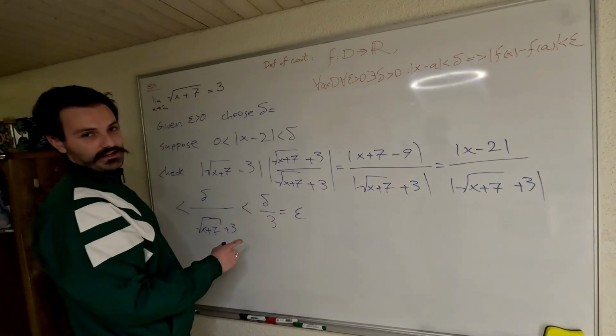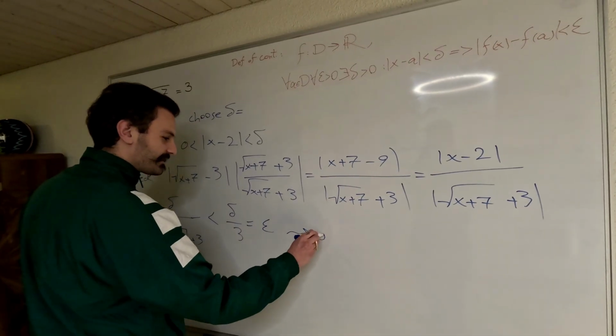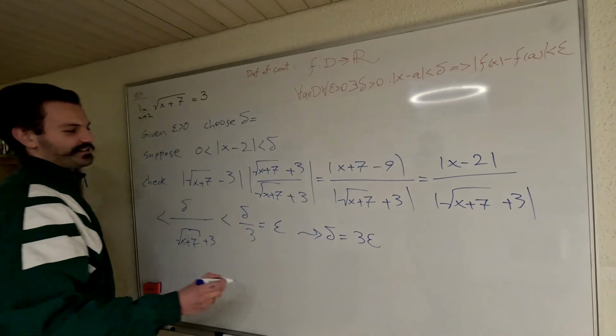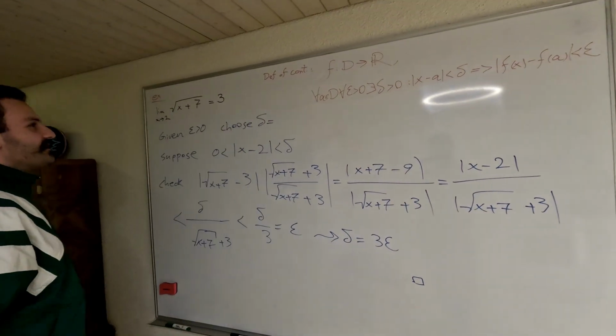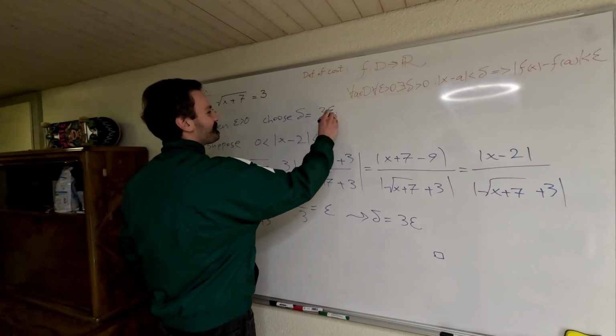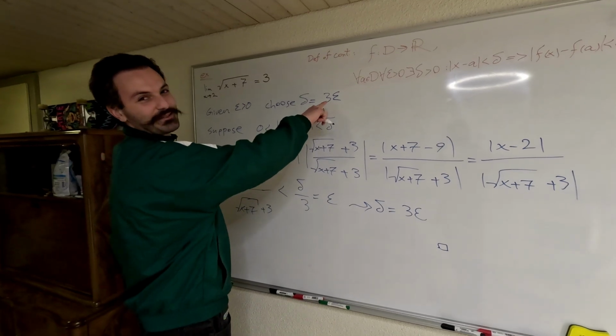And what should delta be in order that this inequality holds? Well, delta needs to be 3 epsilon. And proof. Yeah, you choose it to be 3 epsilon, okay? And I have to admit that 3 epsilon looks really cool.